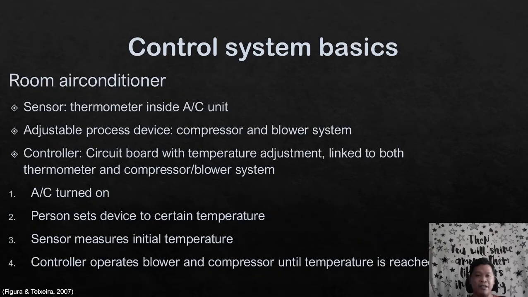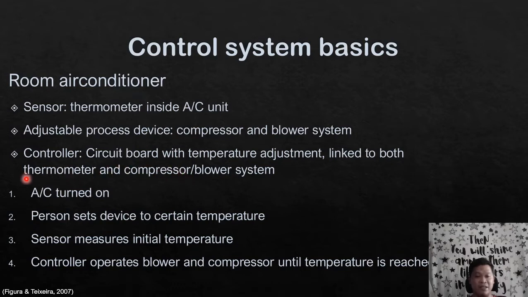So taking for example your room air conditioner, the sensor is the thermometer inside the aircon unit. The adjustable process device will be the compressors and blowers, which turn off and turn on or increase or decrease their operation rate, yung pag-ikot nila, lakas ng pag-ikot, and the controller, which is the computer that tells the compressor and the blower to work harder or turn on or turn off.